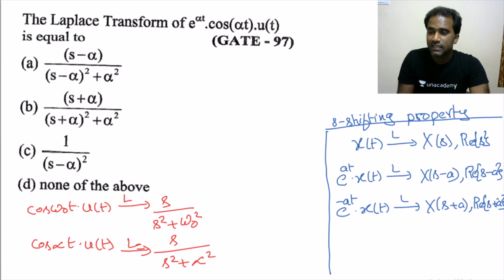The ROC will change because s is replaced with some other value, so the pole's location will change. So the ROC should be changing. Right, now let us do this problem.